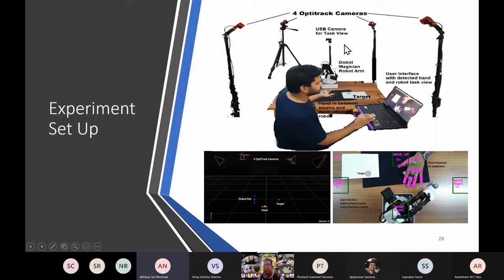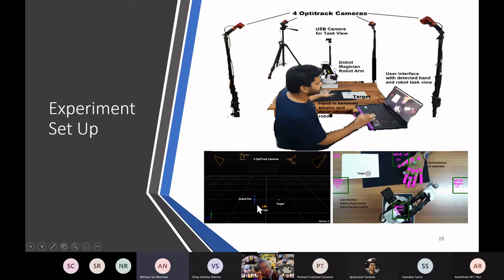And these are very accurate motion tracking systems. And here you can see the OptiTrack output. So this is the hand and this is the robot pin, or the end effector. And we measure the distance between the hand and the robot end effector.